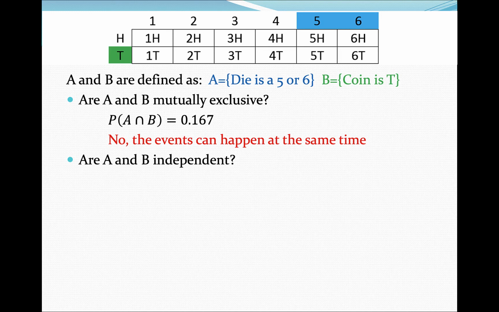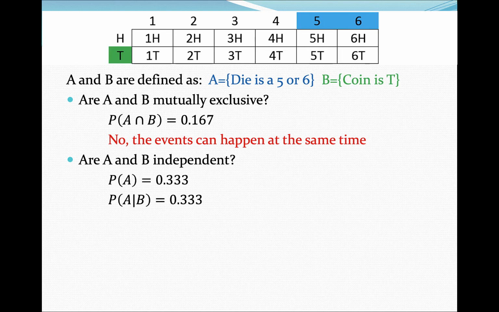Sometimes you can just think about it, and in this case you actually can. You can think about whether what I get when I flip the coin has an effect on what I get when I roll the die. And of course it doesn't. There's no effect there, which means these are going to be independent. But let's talk about it mathematically.